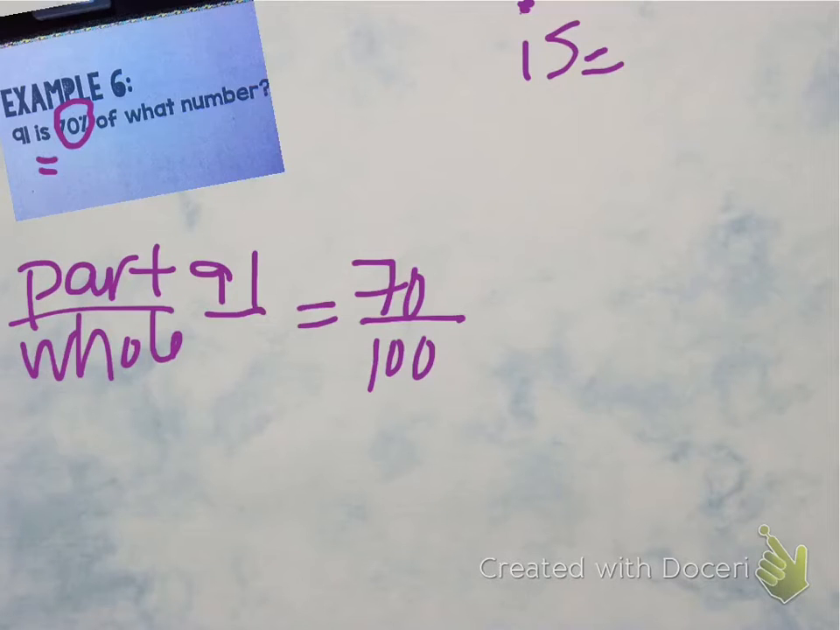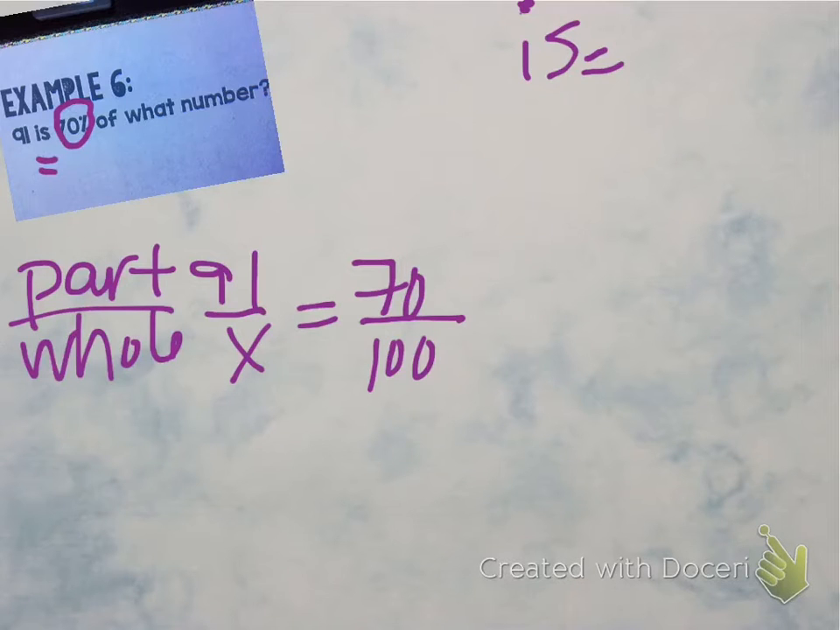Now notice I have an empty space. That empty space is going to have a variable. That variable can be any letter, but today we're going to use X. So I have 91 over X equals 70 over 100.